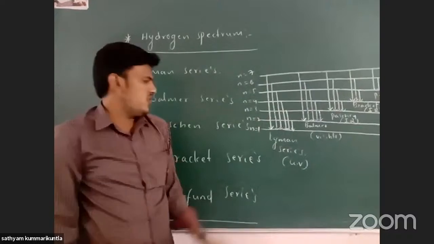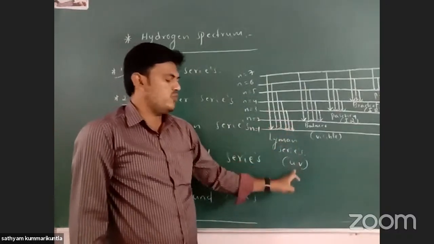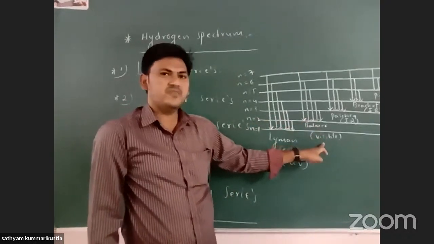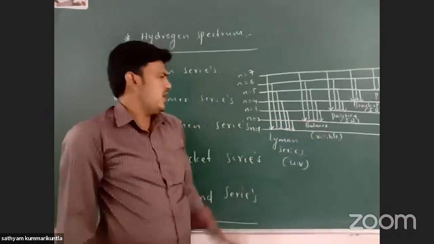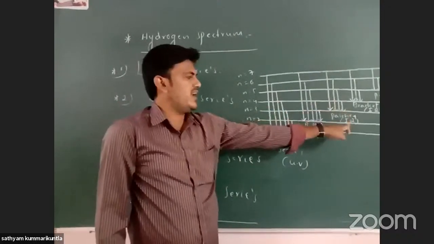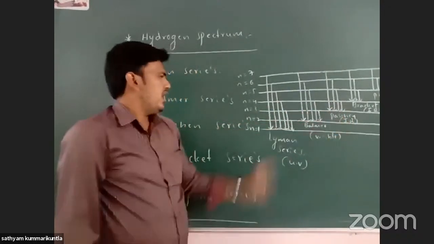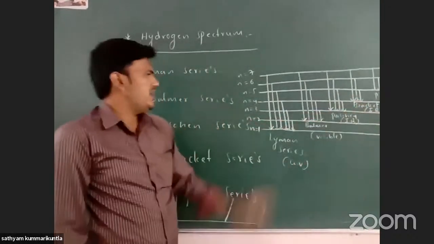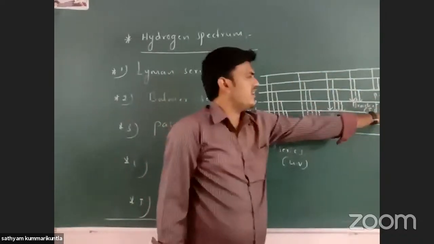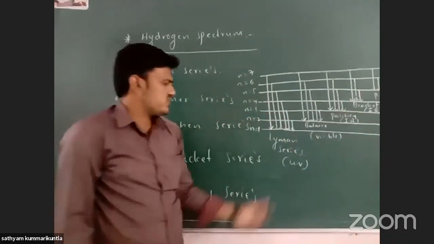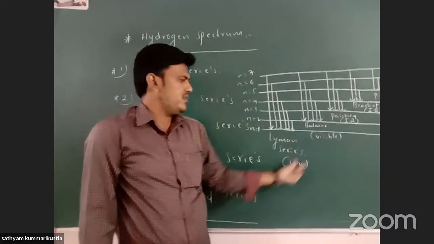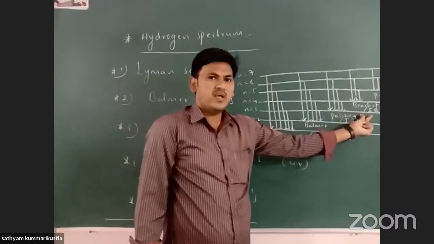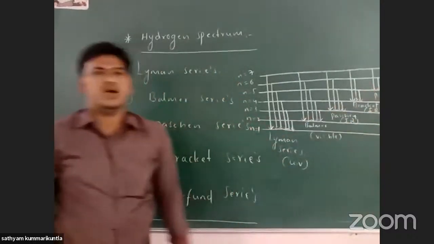So n equals 1 produces spectral lines in the UV region, that is Lyman series. n equals 2 produces spectral lines in the visible region, that is Balmer series. n equals 3 produces spectral lines in the IR region, that is Paschen series. n equals 4 produces spectral lines in the IR region, that is Brackett series. n equals 5 produces spectral lines in the IR region, that is called Pfund series. So first one is UV, second one visible region, third one IR region, fourth one IR region, and fifth one also IR region.